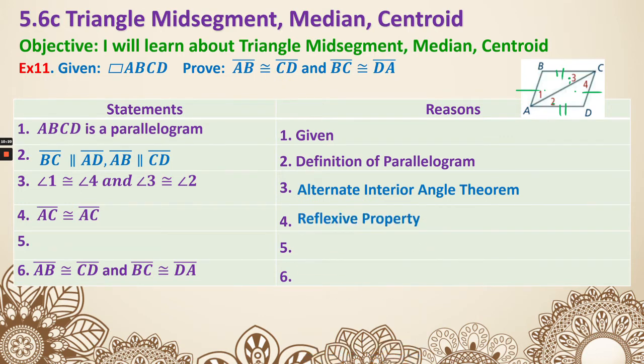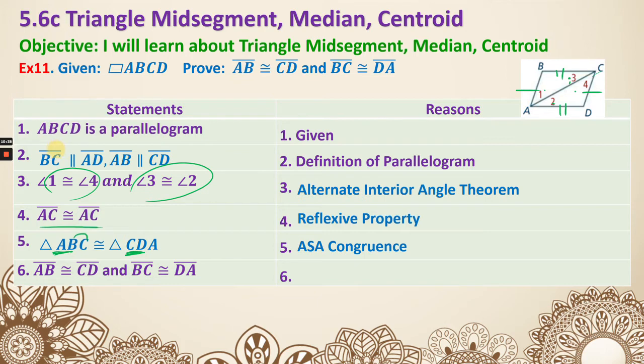And we also know AC is the shared line right there, so that's reflexive property. And because of this, we have angle, side, angle to prove 2 triangles are congruent. After that, we can know AB is congruent with CD, and BC is congruent with DA. So that's the last thing, CPCTC. That's example 11.